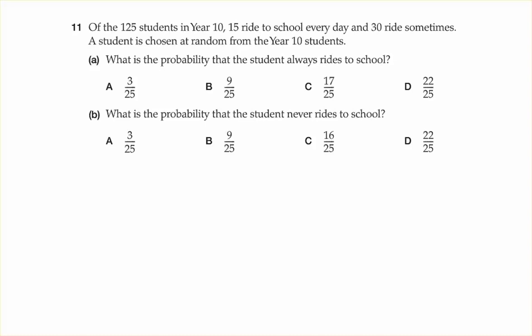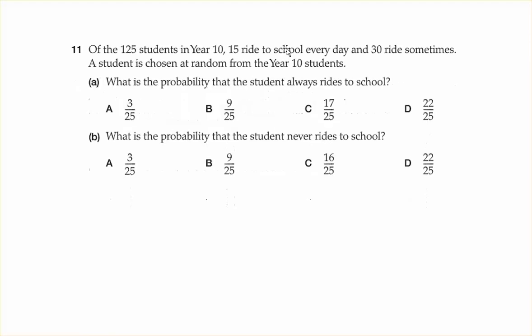This is for Year 10 Methods Pathways. We're going to look at exercise 10.1, question 11. So this is actually a multiple choice question. We're trying to find the probability that a student always writes to school.